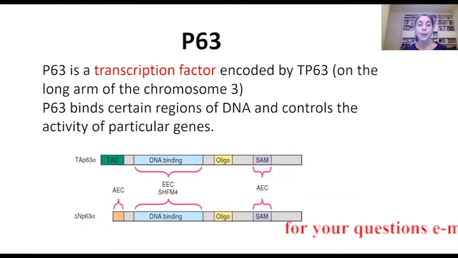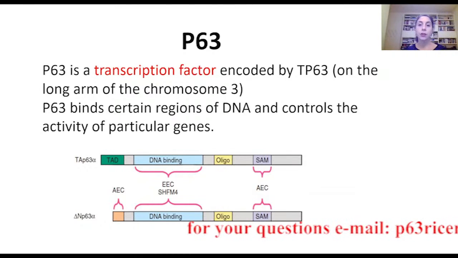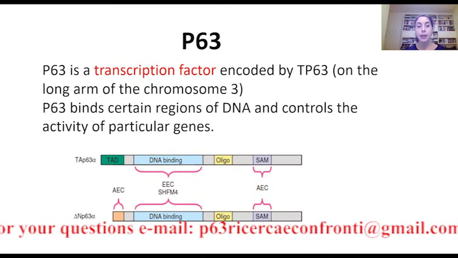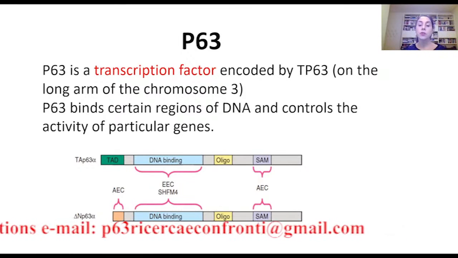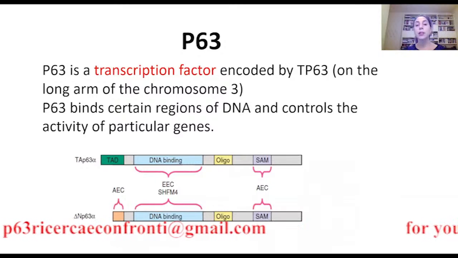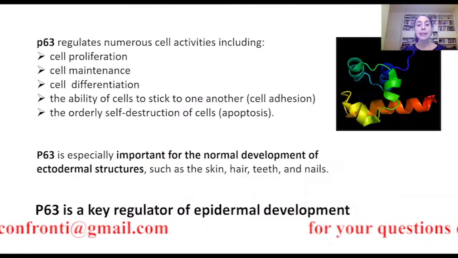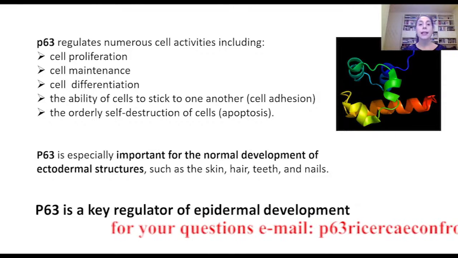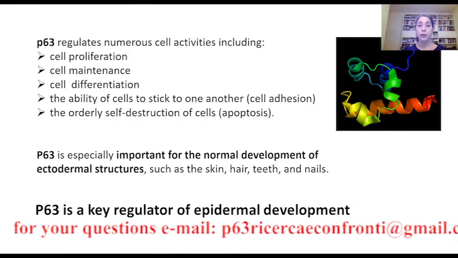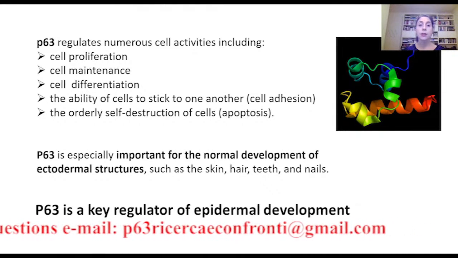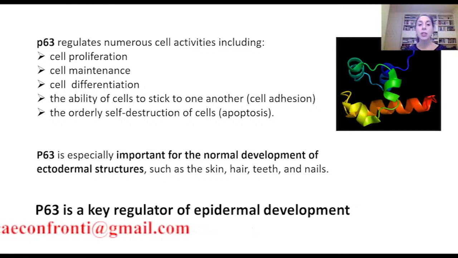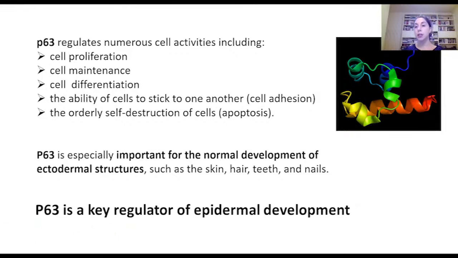What is P63? P63 is a transcription factor encoded by the gene TP63, which is located on the long arm of chromosome 3. P63 binds certain regions of DNA and controls the activity of particular genes. P63 is very important for epidermal development. It regulates numerous cell activities, including cell proliferation, maintenance, differentiation, cell adhesion, and also cell apoptosis, and is especially important for the normal development of ectodermal structures such as the skin, hair, teeth, and nails.